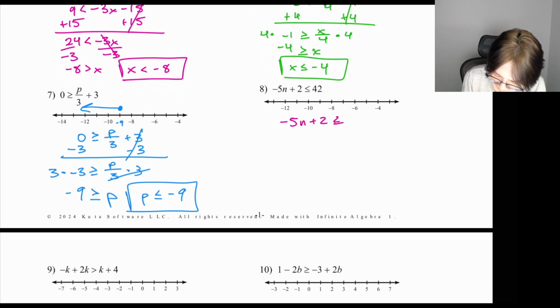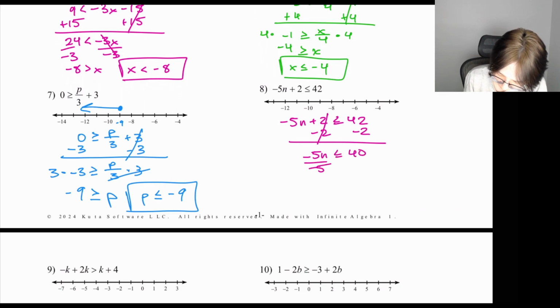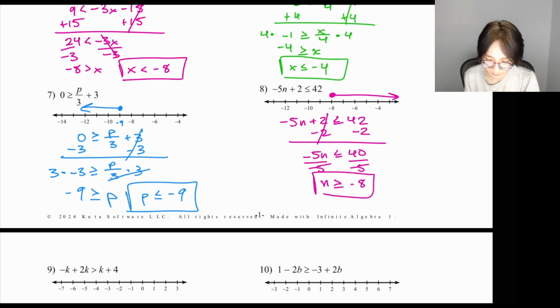Negative 5n plus 2 is less than or equal to 42. Subtract 2 from both sides. Negative 5n less than or equal to 40. Divide by negative 5 on both sides. Because we're dividing by a negative, the sign flips. N is greater than or equal to 40 divided by negative 5, which is negative 8. To graph it, closed circle at negative 8, everything greater than negative 8, so going towards the right.